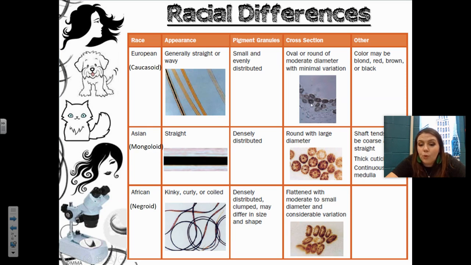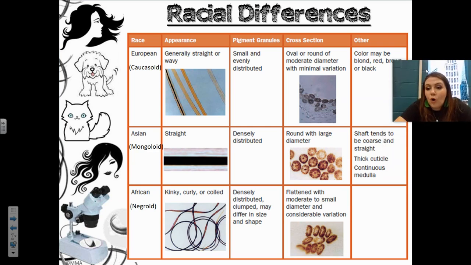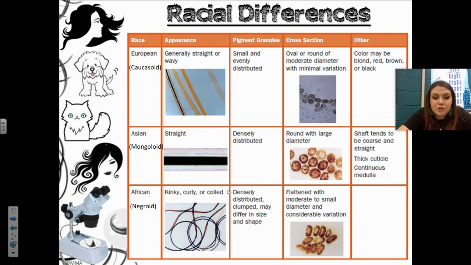So it's either they're round or they're in between. So not super flattened hair, but not super round either. Color may be blonde, red, brown, or black. So could be all variations of colors for Caucasians.